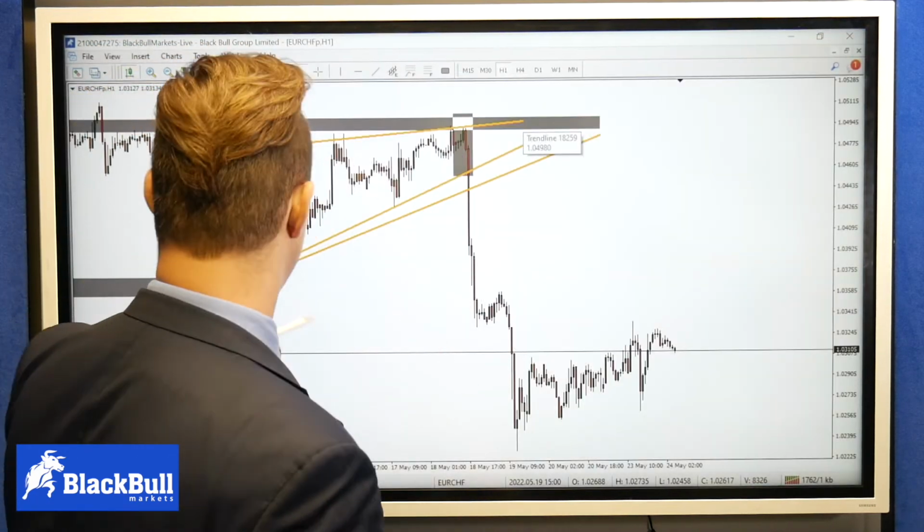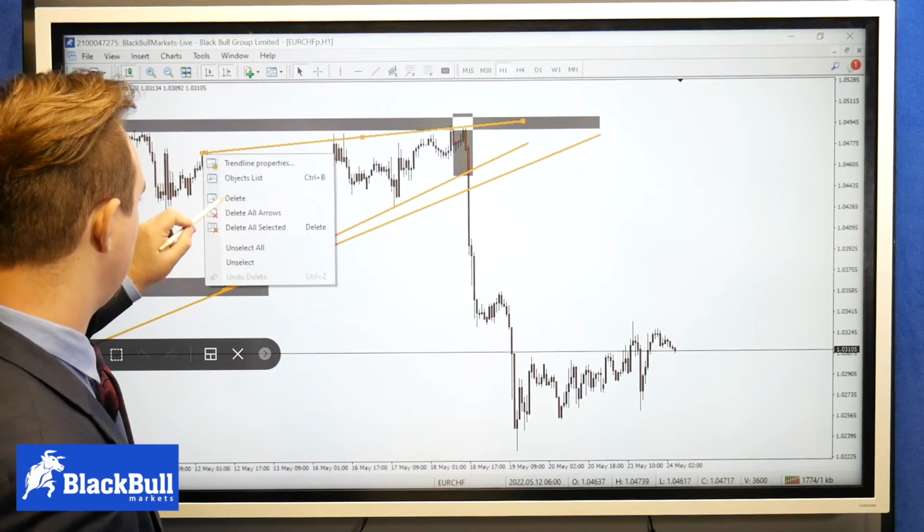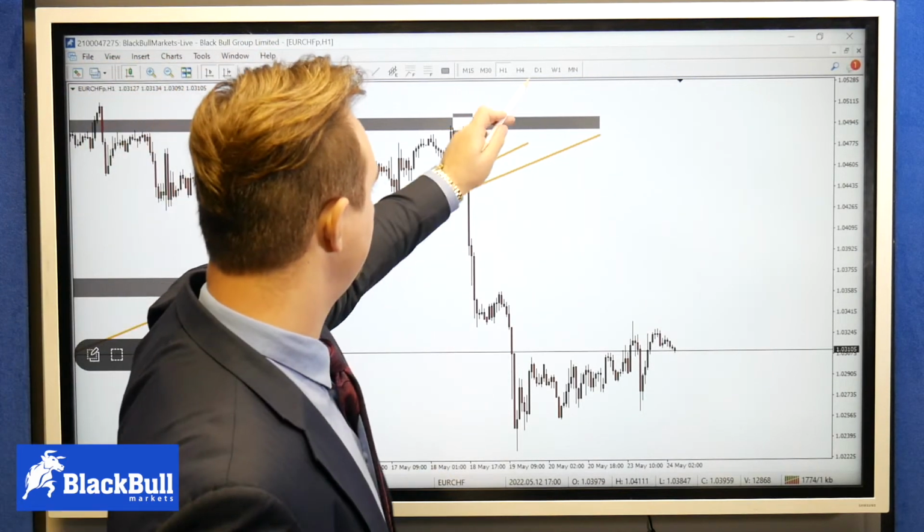So that's how we can use these trend lines as well to play out in our favor, using them for target zones as well.